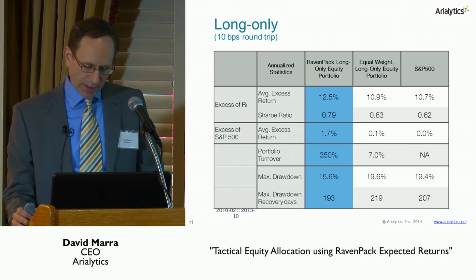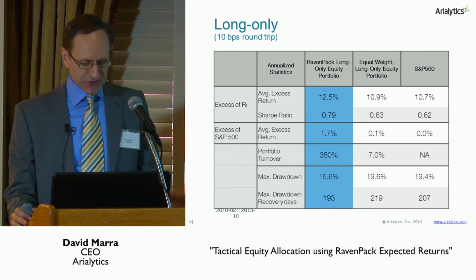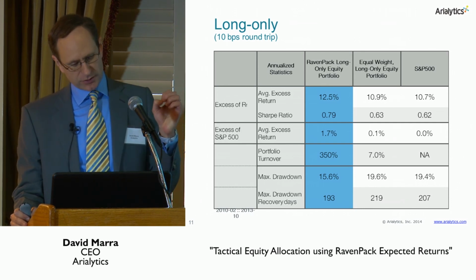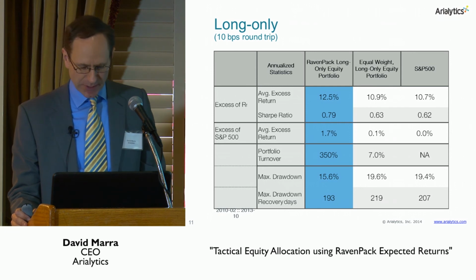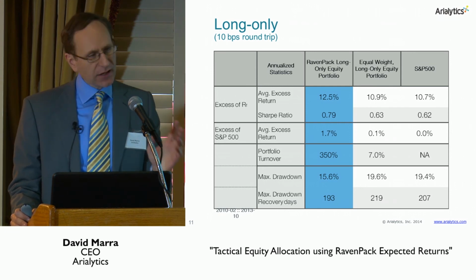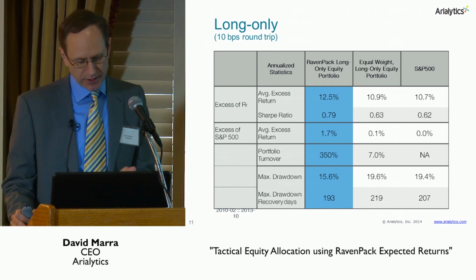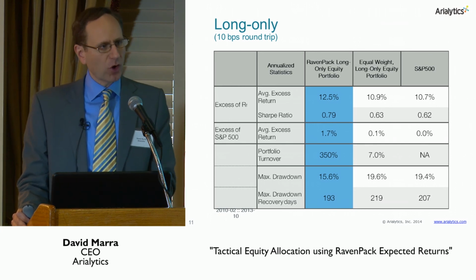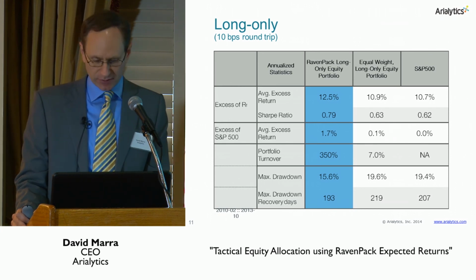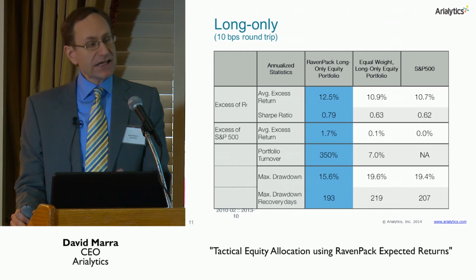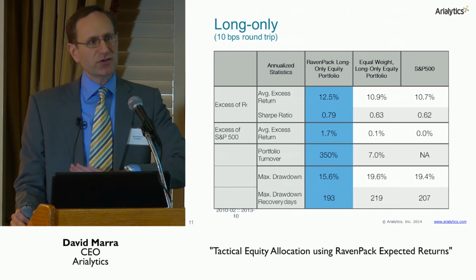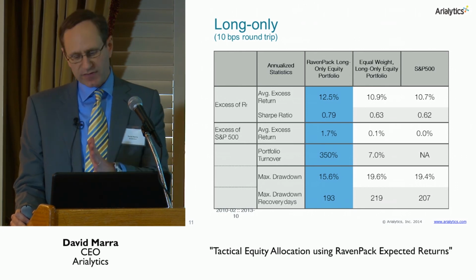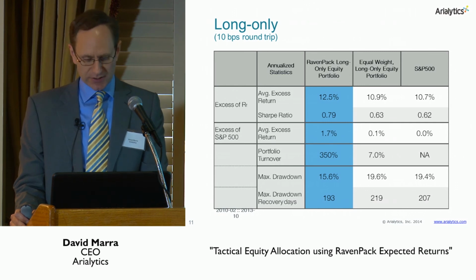So here are the results we got. This is long only, 10 basis points round trip expenses. The highlighted column, the first column, is what we call the RavenPack long only portfolio using the weights that we calculated. We have the equal weight portfolio, which just takes the 10 sectors and equal weights them. And then we have the S&P 500 returns on the right-hand side.